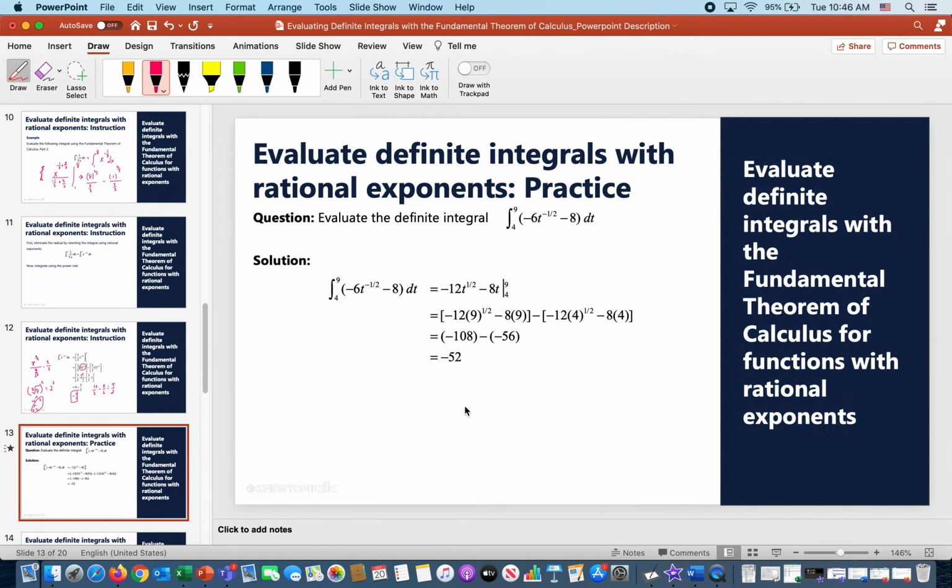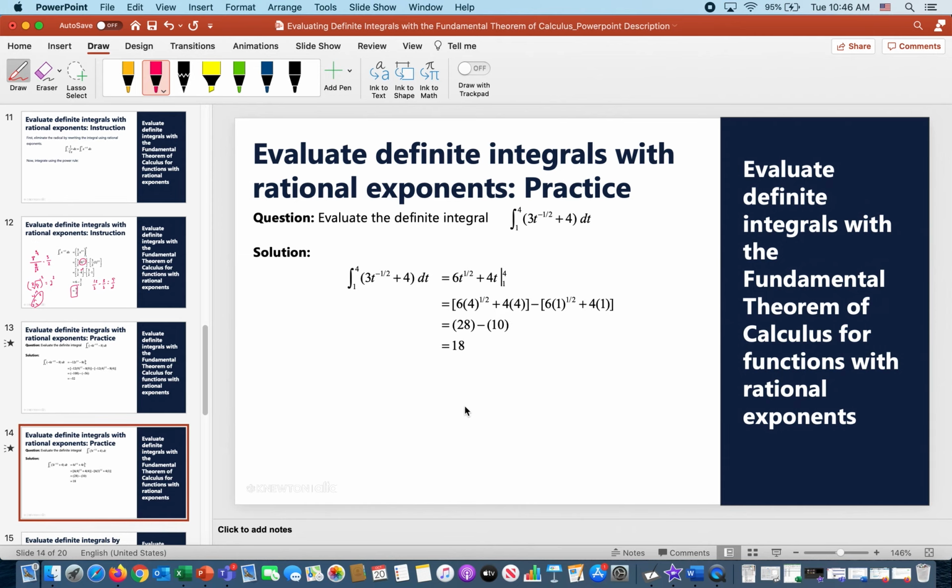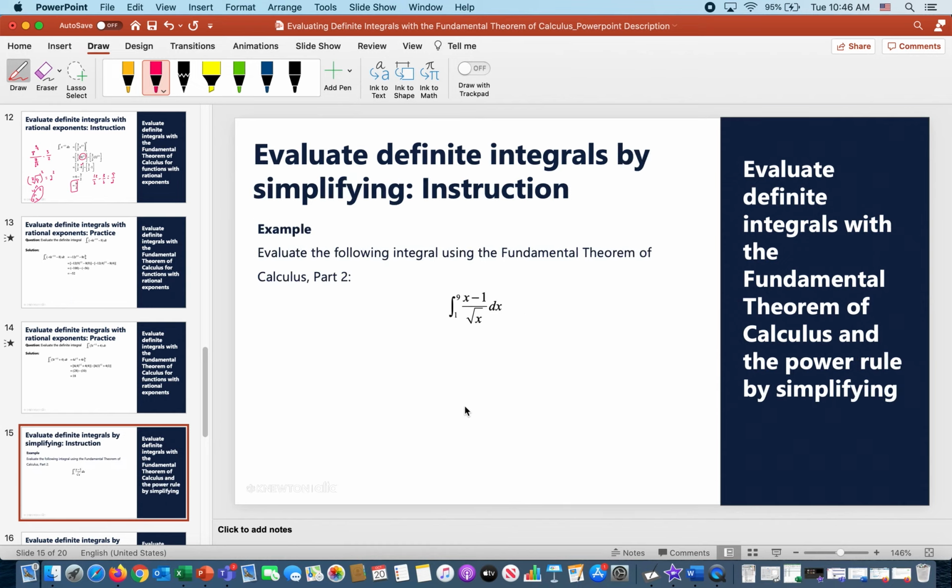Here's another problem where we have some rational exponents. I'll leave this one for you to look at on your own. This one, 3t to the negative 1/2, works very, very similar to the one we just finished. This is one that I thought maybe we could look at together right here.